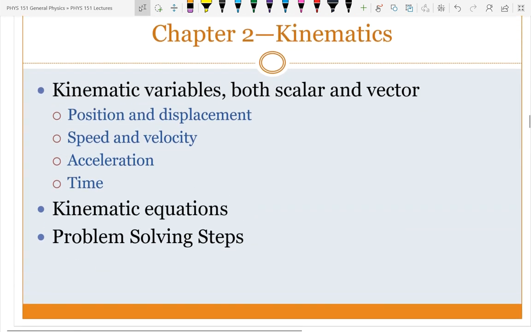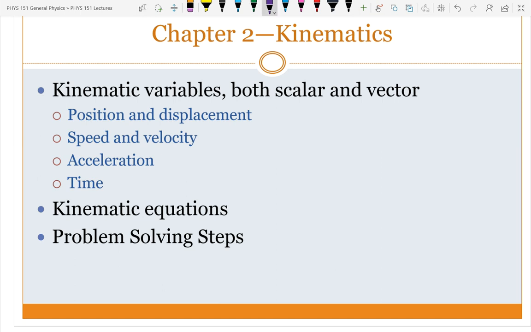Chapter 2, we had our kinematics. So our kinematic variables, position, displacement. One scalar has no direction. One is a vector, it has direction. Speed and velocity, same thing. Acceleration, time. I assume everyone has these pretty well down. But if you don't, make sure you understand those.